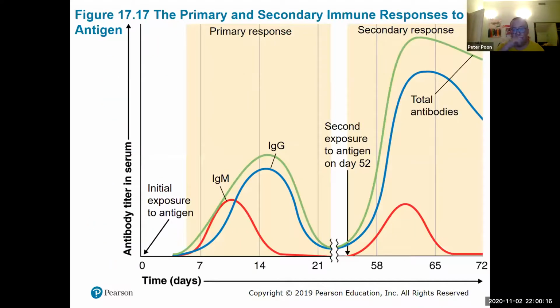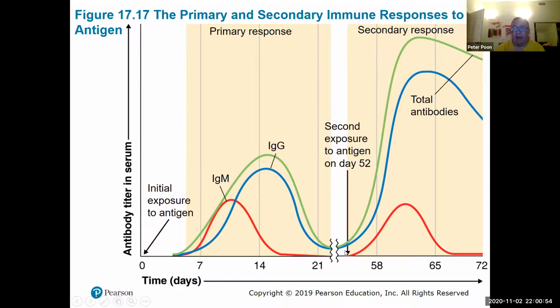So here's what happens. One, I initially inject you with the antigen, the initial exposure. It takes about 10 days for the IgM response to build up, and it takes about 14 to 16 days for the IgG response to show up at the maximum. Usually we quote it as 14 days. So this takes a while. You get IgM response first and then you get IgG.